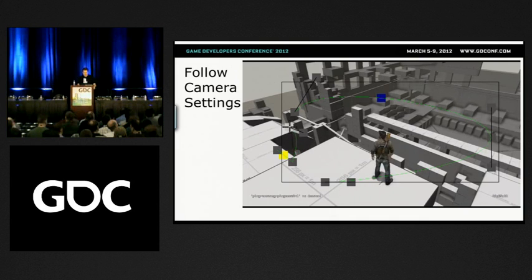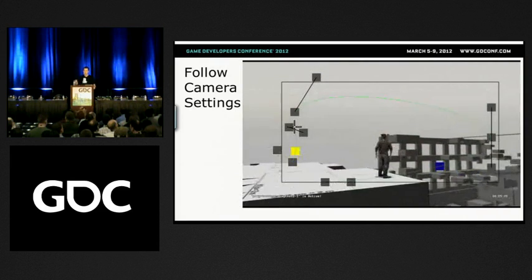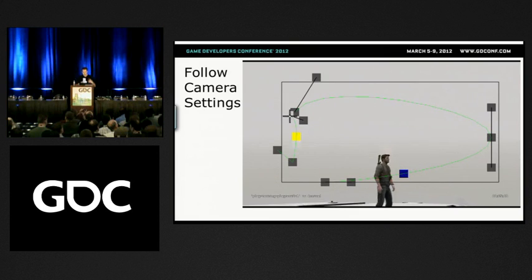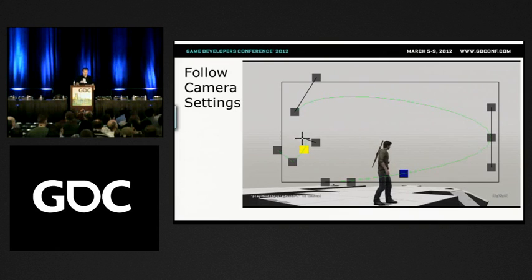So the target point, this yellow dot, is what the camera is looking at, and it's relative to Nathan Drake. So you can use these two splines to kind of create almost any angle you want. This kind of controls how you look up or down. So here you can see as I move this yellow dot, the camera isn't moving, but the thing the camera is looking at is moving.